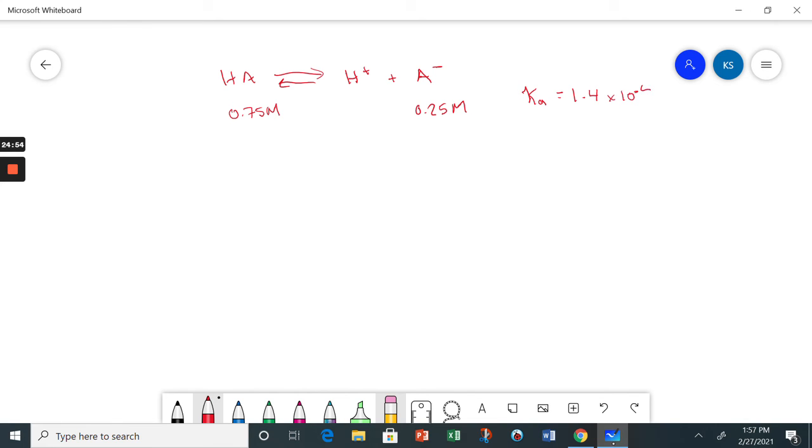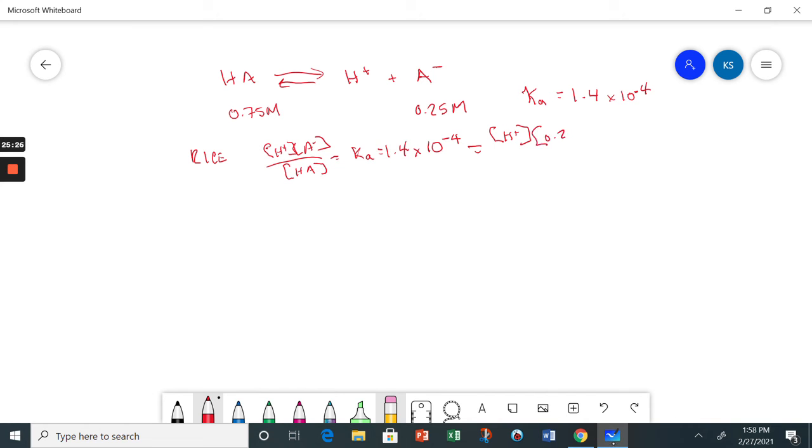All right. Now, two ways to do it. Let's do Rice. Remember, Rice, you have H+ times A- over HA is going to equal your Ka, which we have as 1.4 times 10 to the minus fourth. I'm going to plug in. We don't know H. Oh, if we find H, we can find pH. We have this.